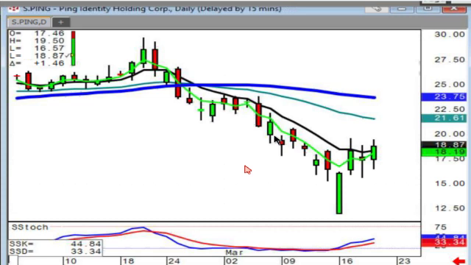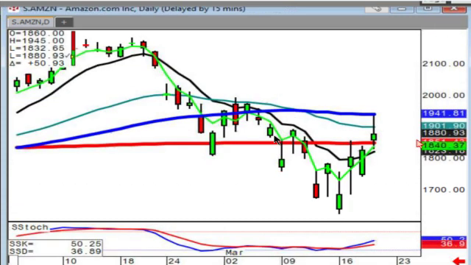Does it matter that it is supported and resisted by 2 moving averages on Amazon? No. Now you use those to kind of expect what might happen there, but as you can see today, the 200 wasn't a support or a resistance level. The 50 was. Now, is there more upside? Probably, because your stochastics are still coming up and you're coming up off of buy signals.